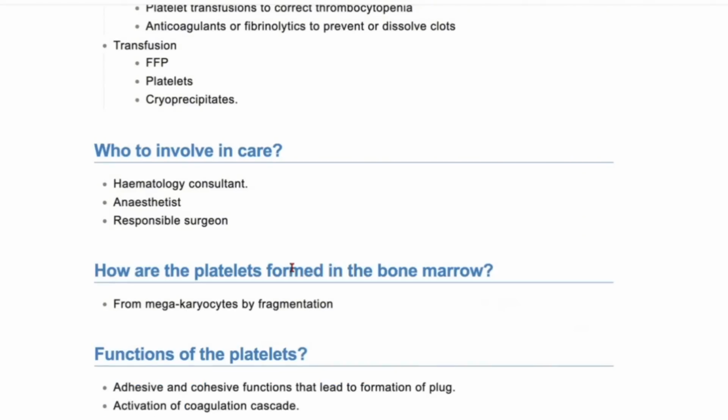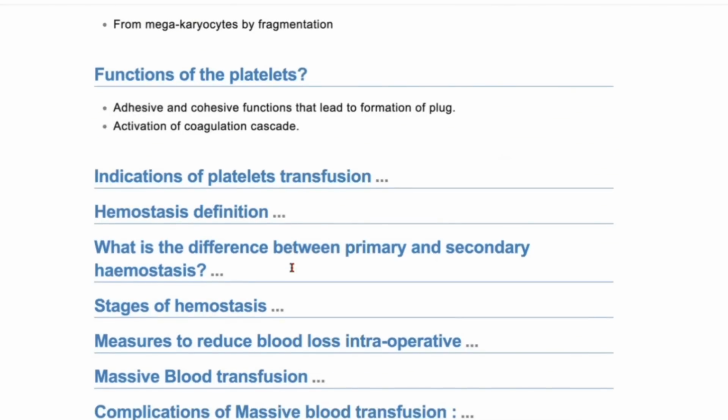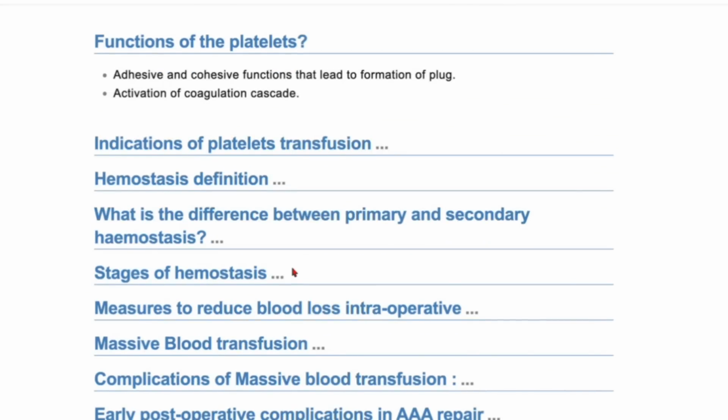Okay. The indications for platelet transfusion, number 1 would be patients on cardiopulmonary bypass, number 2 would be sepsis or massive hemorrhage, and number 3 would be patients with a platelet level less than 5 times 10 to the power of 9 per liter.